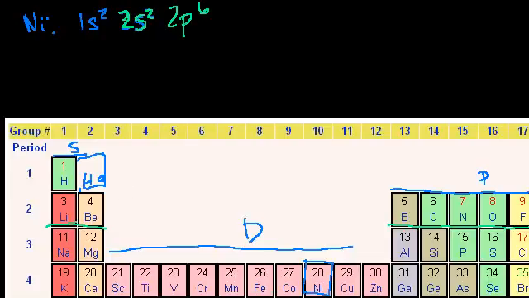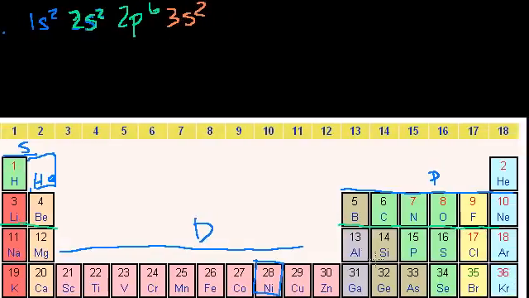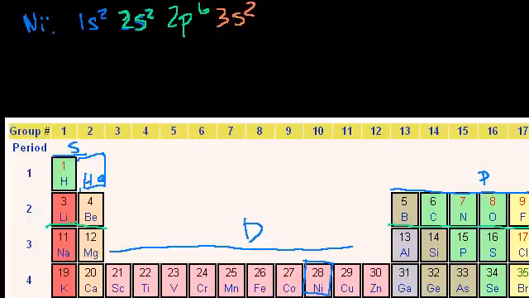Now we're in the third shell. So now we go to 3s2. Remember, we're dealing with nickel. Then we fill out in the third shell the p orbital, so 3p6. We're in the third period, so that's 3p6 right there. There's 6 of them. And then we go to the fourth shell. Fourth shell, I'll do it in yellow. So we do 4s2.